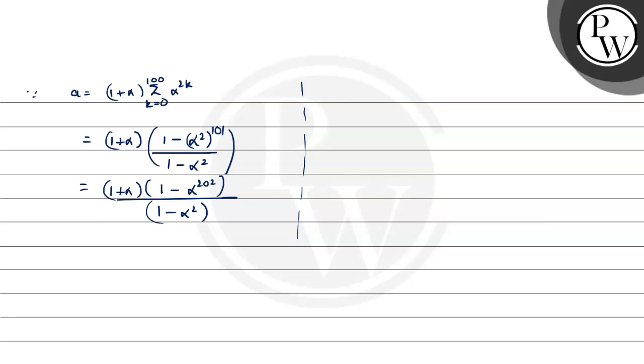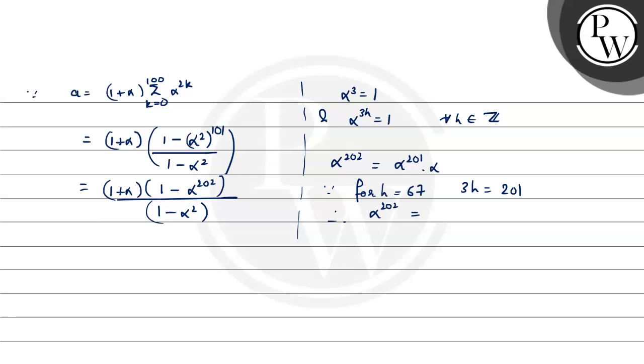Now since alpha cubed is equal to 1, alpha raised to 3h is equal to 1 for every h belonging to the set of integers. Further, we have alpha raised to 202 equals alpha raised to 201 times alpha. Since for h equals 67, 3h is equal to 201, alpha raised to 202 will be equal to 1 times alpha, that is alpha.